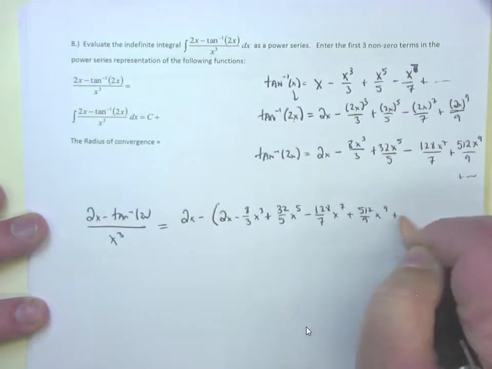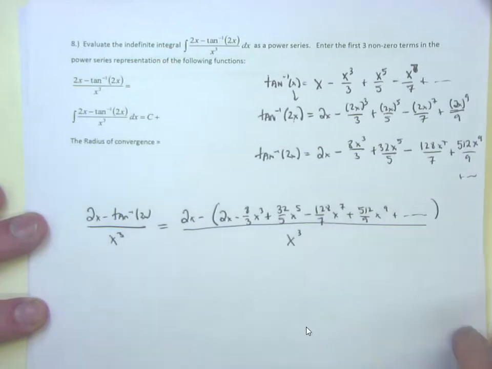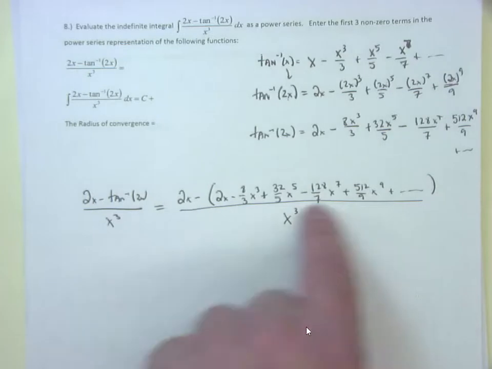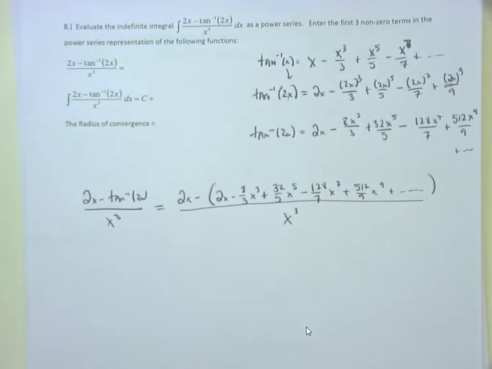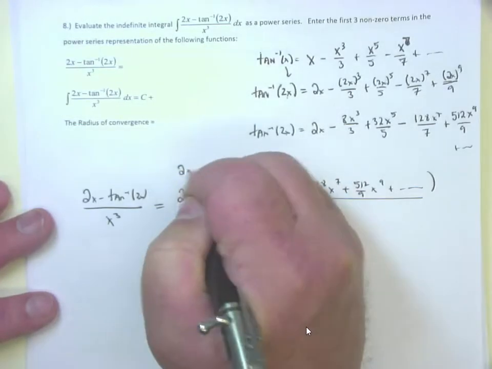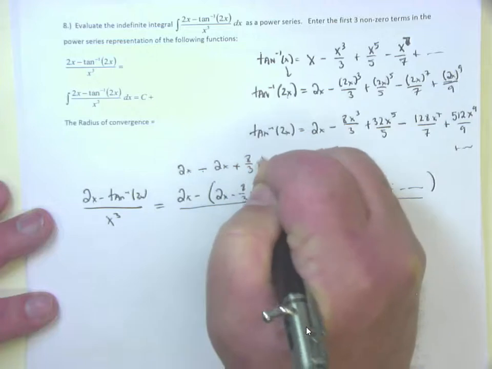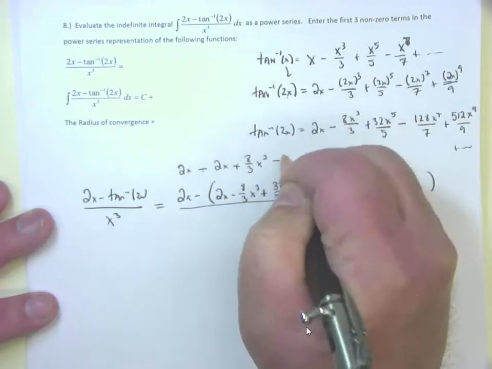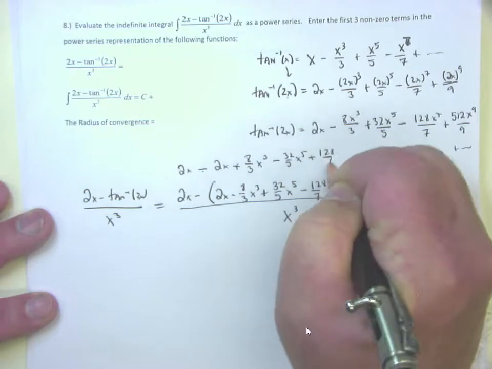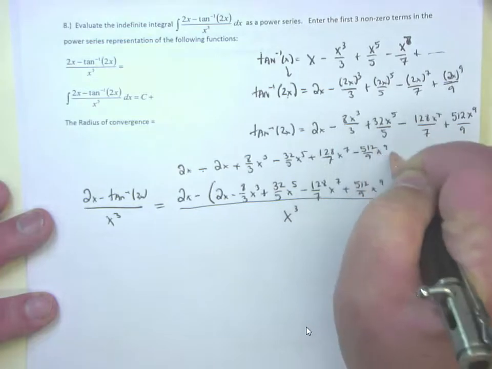And I can add some more terms if I need to. All over x cubed. Clean up your algebra. What is that negative going to do in front of all these terms you've written out? It's going to distribute. So I'm going to write it above there just to save some space here. So this would be 2x minus 2x plus 8/3 x cubed minus 32/5 x to the 5th plus 128 over 7 x to the 7th minus 512 over 9 x to the 9th plus dot, dot, dot.